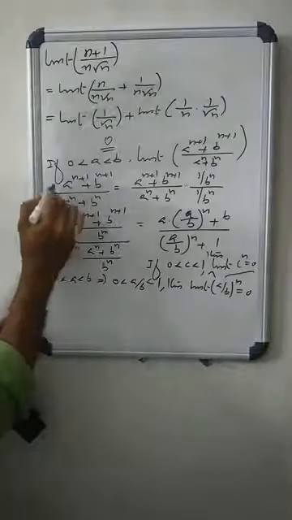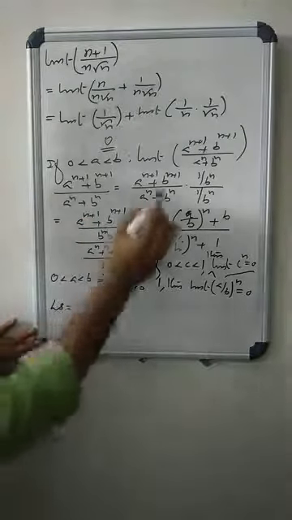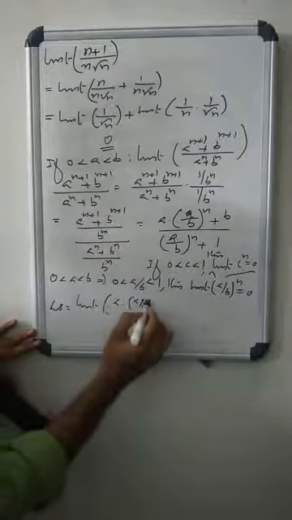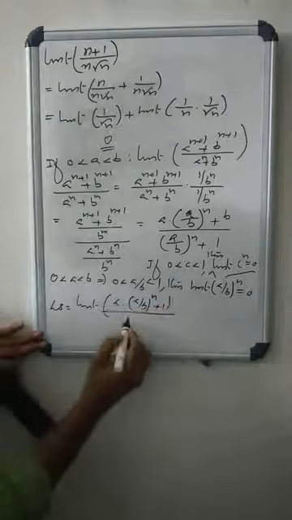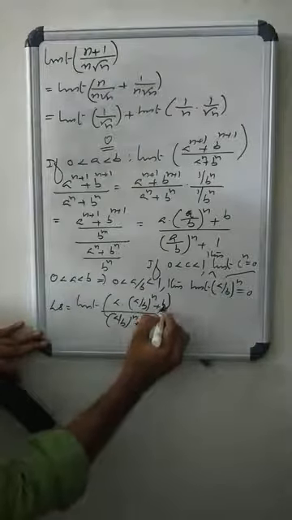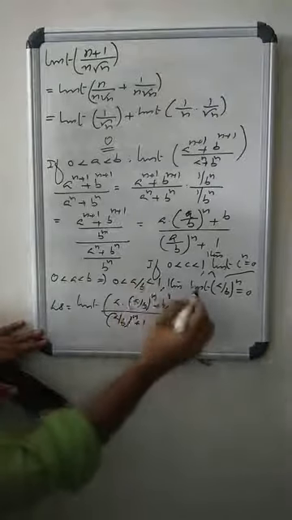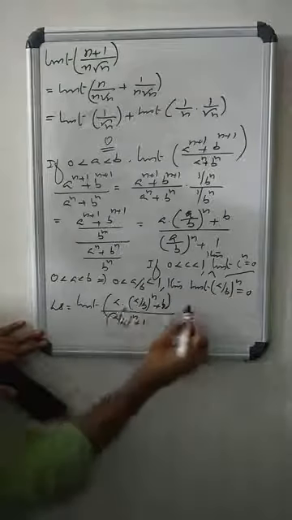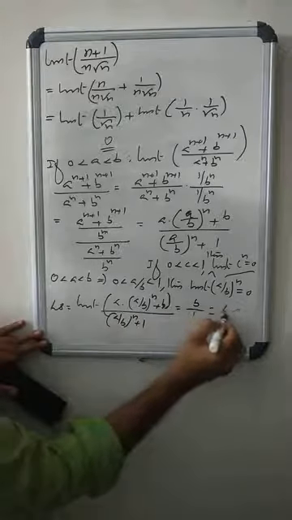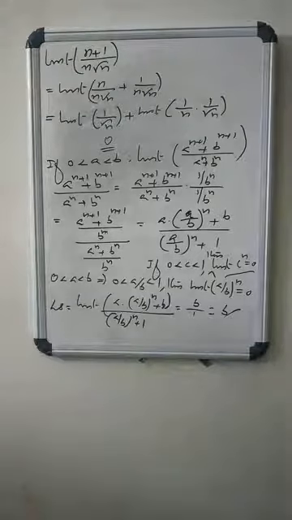So if you take the limit on the left side, it is the limit of a into (a/b)^n plus b, divided by (a/b)^n plus 1. We know that the limit of (a/b)^n equals 0. So here 0 into a plus b, so it is b by 1. So the answer is b. Therefore, the limit of (a^(n+1) + b^(n+1)) / (a^n + b^n) equals b when 0 < a < b. Okay.